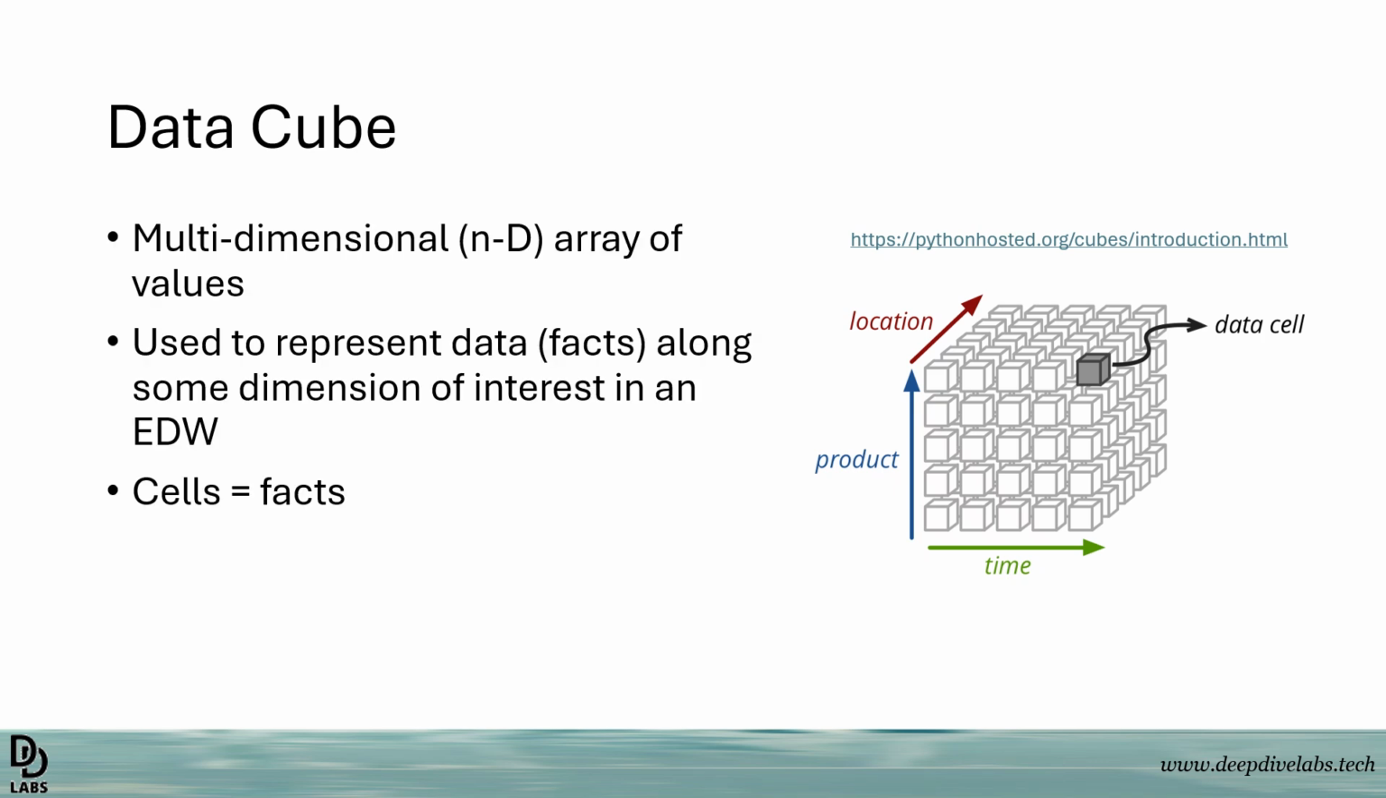So a data cube is a typical unit of storage for a data warehouse. A data cube helps to store a multi-dimensional array of data. Multi-dimensional, sometimes in technical terms we call it ND, N-dimensional, it stands for. It's used to represent facts along some of the dimensions of interest in an enterprise data warehouse. So each cell is the fact itself.